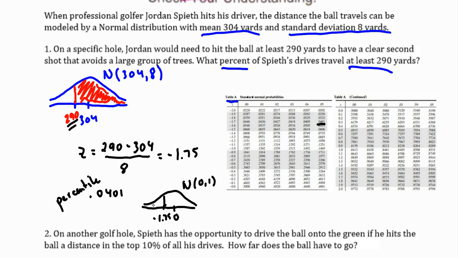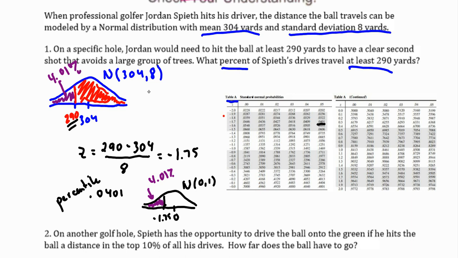And what we found with this percentage is this area over here, which is going to equal 0.04. That's the density curve, or we could look at it as 4.01% of the data. But that's not what we're looking for. We're actually looking for when it's at least 290 yards, and so we're looking for that red portion.